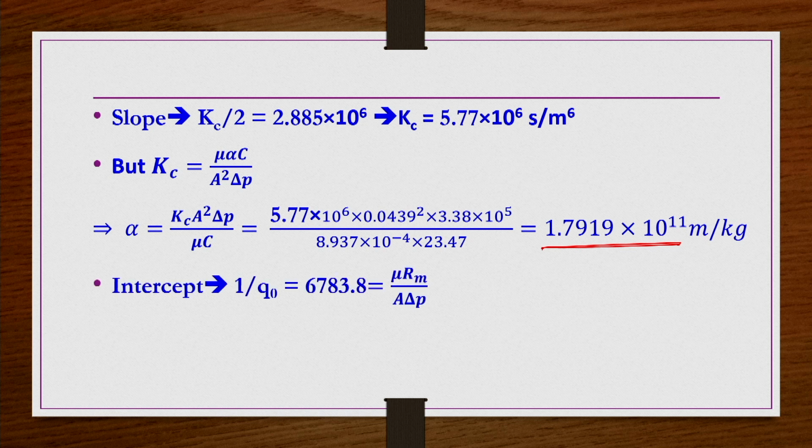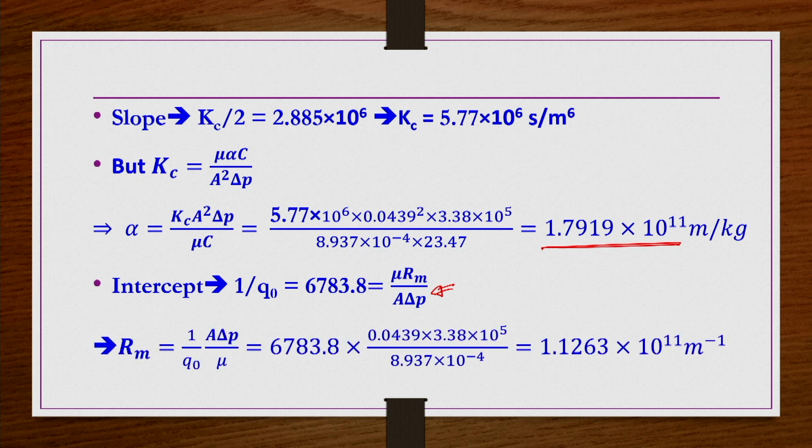Similarly, the intercept 1 by q naught is 6.7838, but that should be multiplied by 10 power 3. When you multiply by 10 power 3, you will get 6783.8, and that 1 by q naught is nothing but mu Rm by A delta P. From here you can get Rm as 1 by q naught times A delta P by mu. Substitute all the values and simplify. So, Rm value you will get 1.1263 into 10 power 11 meter inverse, right. So, this is about the first problem.